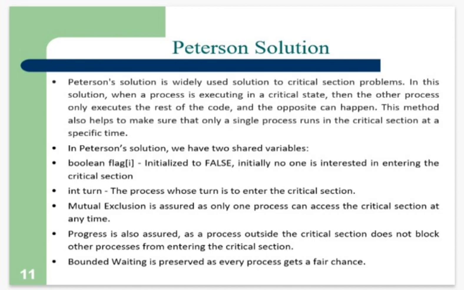Peterson's solution preserves all three conditions. Mutual exclusion is assured as only one process can access the critical section at any time. Progress is also assured as a process outside the critical section does not block other processes from entering the critical section. Bounded waiting is preserved as every process gets a fair chance.